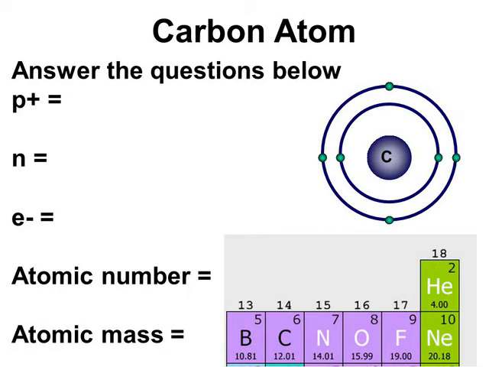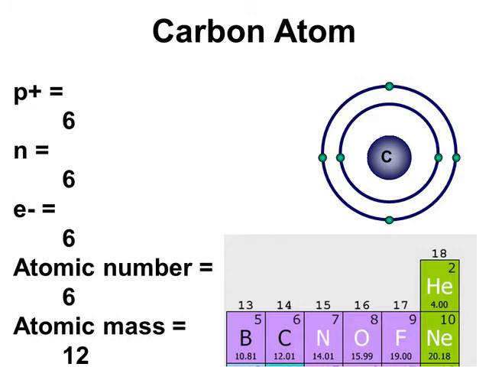Alright, so let's take a look at this carbon atom. Can you tell me how many protons, how many neutrons, how many electrons, what its atomic number is, and what its atomic mass would be? Okay, so take a few moments, answer that. If you came up with 6 protons, 6 neutrons, 6 electrons, the atomic number being 6, and the atomic mass being 12, then you are correct.